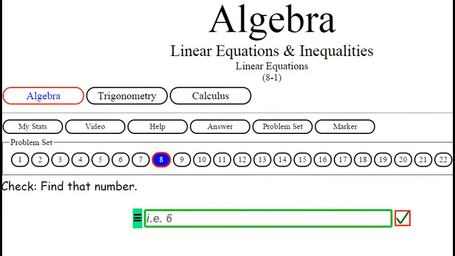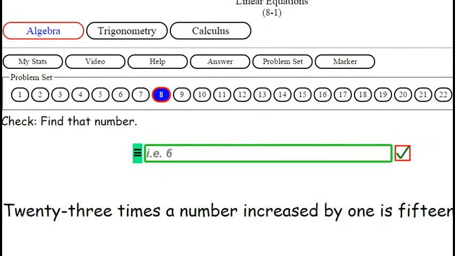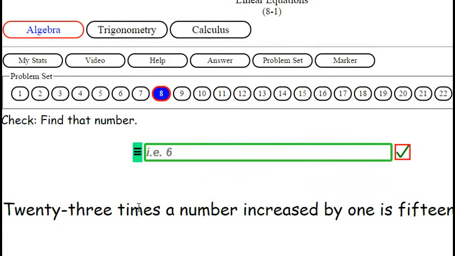Alright, there we go. And we can barely get it on the screen there, it looks like. Find that number. Sounds like a game show. 23 times the number increased by 1 is 15. So there you go.